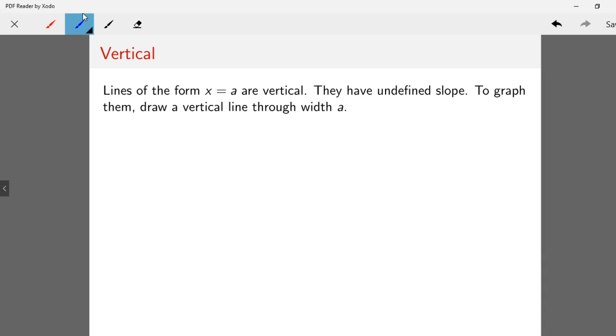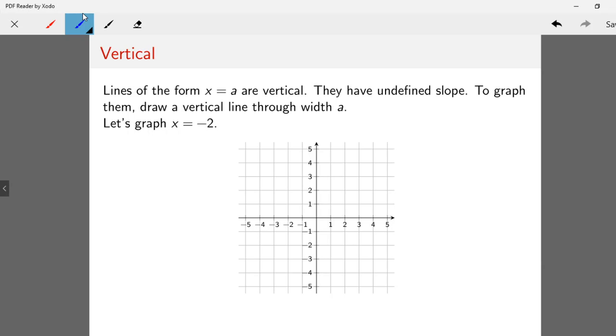Lines of the form x equals a are vertical lines. They have undefined slope. To graph them, draw a vertical line through width a. Let's graph x equals negative 2. There's negative 2. Vertical line. Oh, thank you for fixing my mistake, computer.